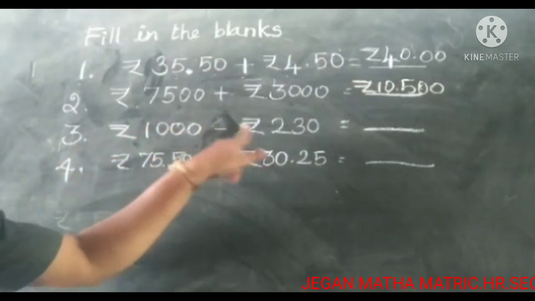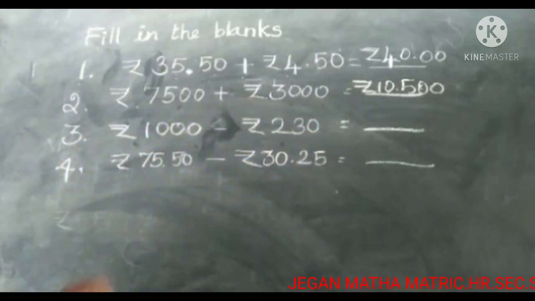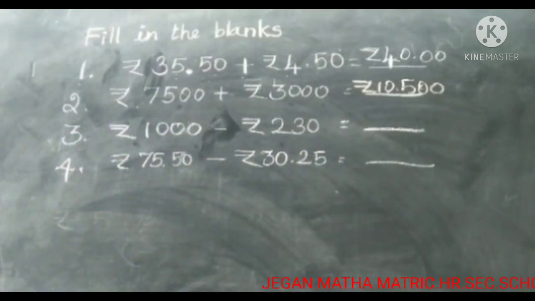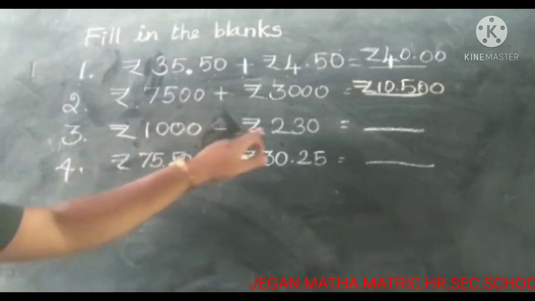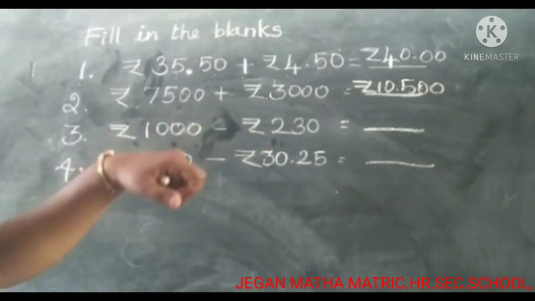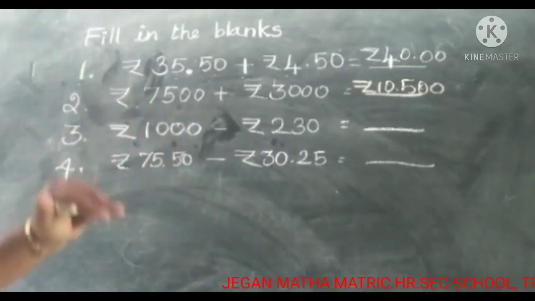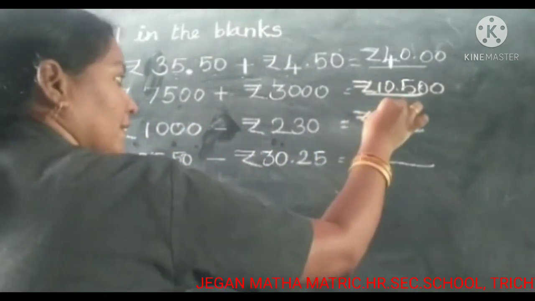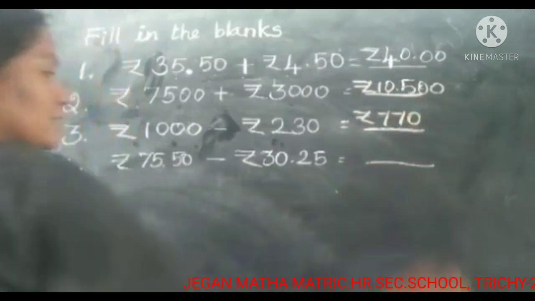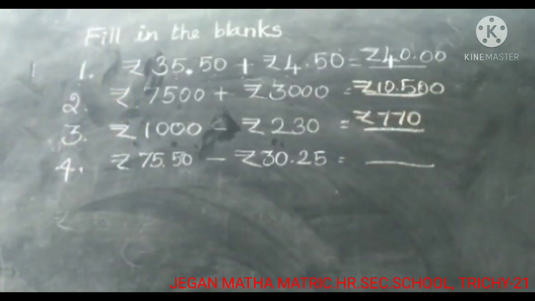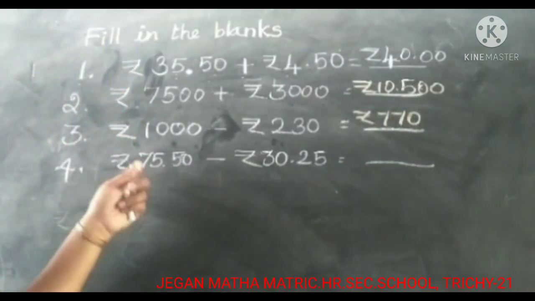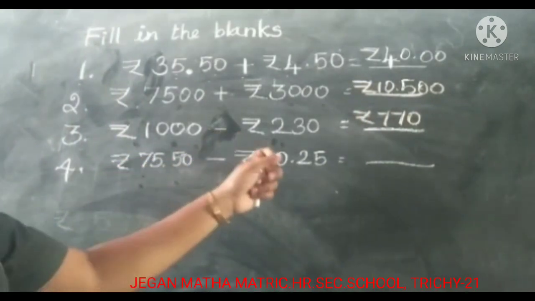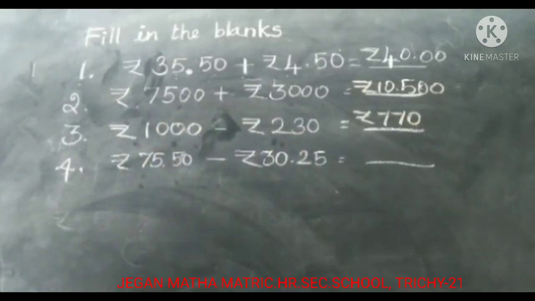1,000 rupees minus 230 rupees. So what's the answer? 1,000 minus 200 is 800. Again minus 30, so 770 rupees. 770 rupees.